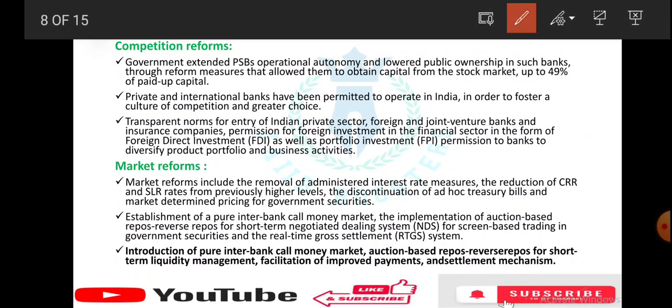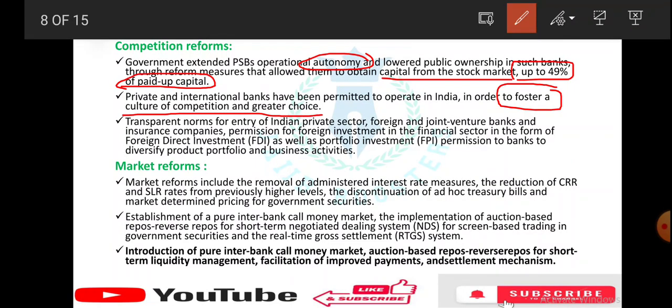Next, competitive reforms. In these competitive reforms, PSBs were given operational autonomy, which allowed them to obtain capital from the stock market up to 49% of paid-up capital. Private and international banks have been permitted to operate in India. Why? To foster a culture of competition and greater choice. Transparent norms were allowed for the entry of Indian private sector, foreign and joint venture banks, in the form of FDI as well as FPI, to diversify product portfolio and business activities.